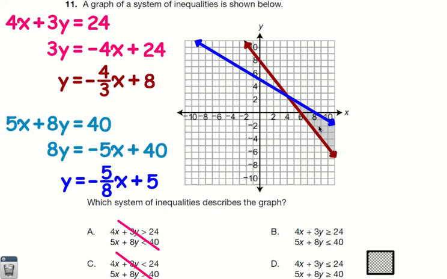So looks like the shading is above this guy. Well, this guy really. So the shading needs to be above the 4x plus 3y thing, but at the same time below the 5x plus 8y guy. So that is looking like above that. It's looking like B. Because greater than or equal to, less than, shading below.